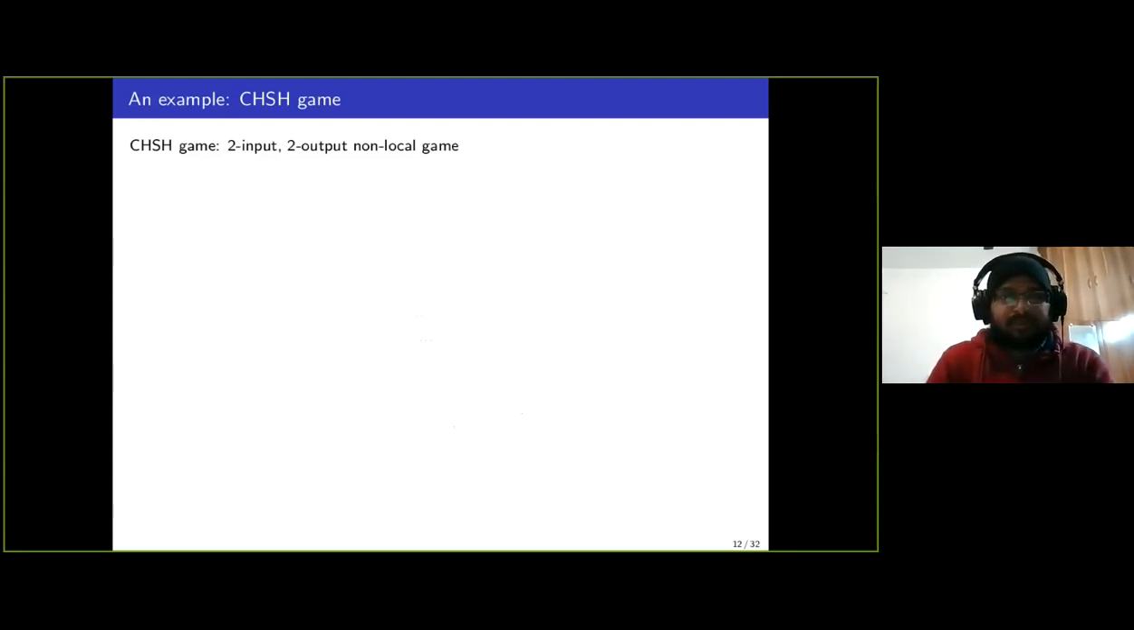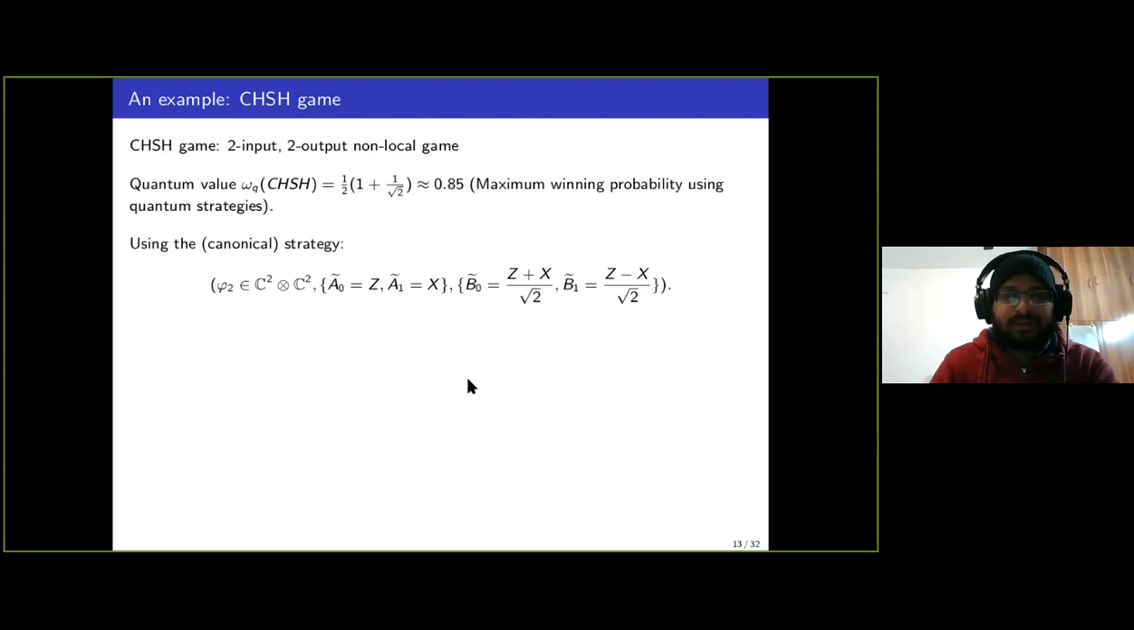One well-known example of self-testing is the CHSH game. It's a well-known non-local game where we have 2 inputs and 2 outputs. So think of these as 2 measurement settings and 2 outcomes for each of Alice and Bob. And it's well known that if we use quantum resources, then one can get a better winning probability than using classical resources. In fact, we know that the maximum quantum winning probability is about 0.85 compared to the classical one, which is 0.75. And in the maximum case, one uses the strategy given by the maximally entangled state on C^2 tensor C^2, and these operators given by Pauli Z and X for Alice, and these operators given for Bob. Here, Z and X are the Pauli Z and X.